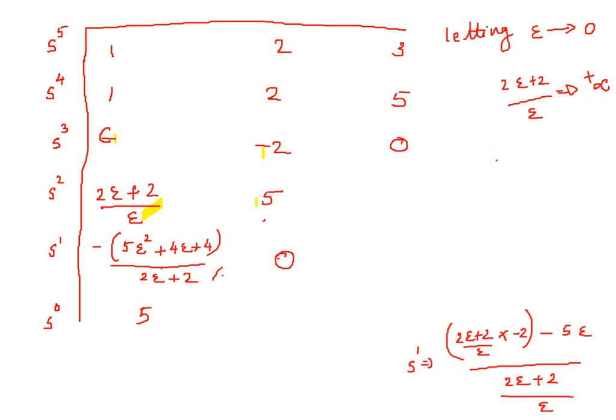And what will be the next value? That is minus of 5 epsilon square plus 4 epsilon plus 4 by 2 epsilon plus 2. When you apply the limit, it will be equal to minus 4 by 2, that is equal to minus 2. So now we got all the values of the root table. The next step is to rewrite the root table by applying the limit epsilon tends to 0.